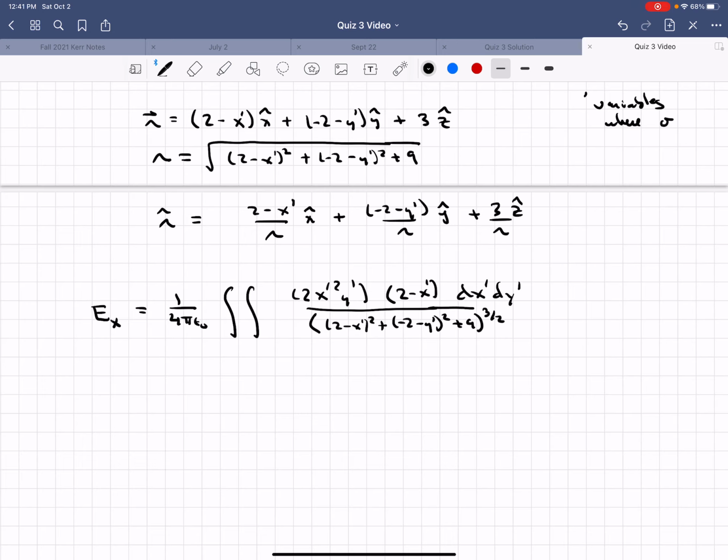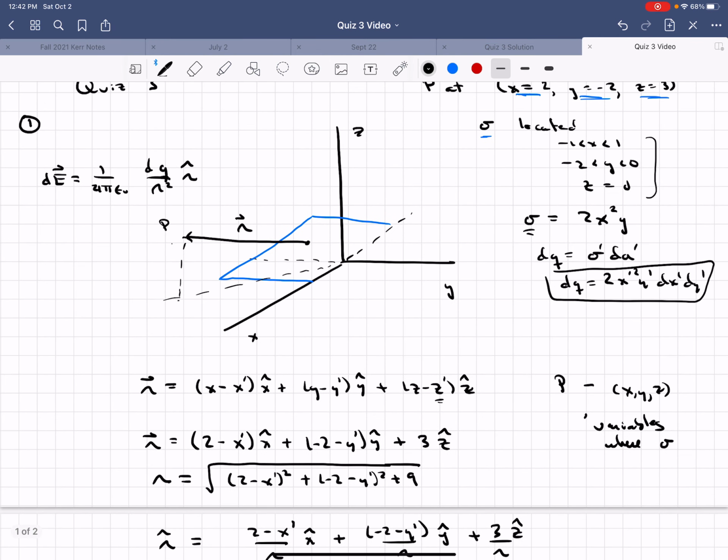And the reason I have the 3/2 power is that I'm going to have the dq over r squared times the r hat, which for the x component would be 2 minus x prime over r. So that's going to give me separation vector cubed. And so that's to the 3/2 power. And here the x coordinate is running from -1 to 1. And the y coordinate is running from -2 to 0, because those are the locations where I have charge.